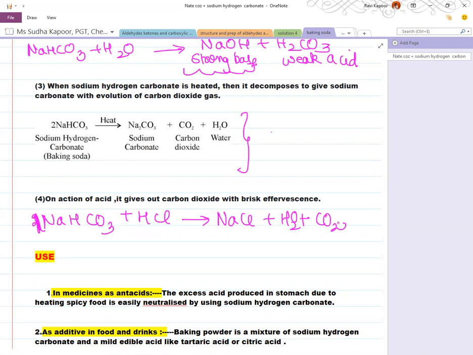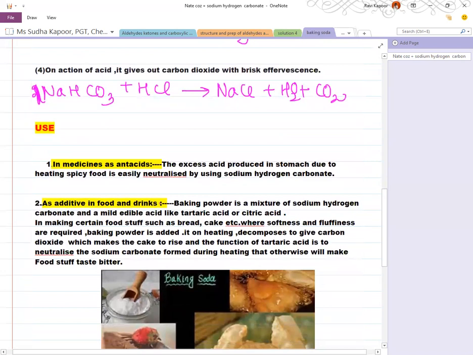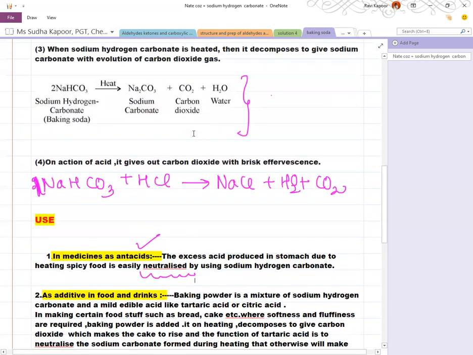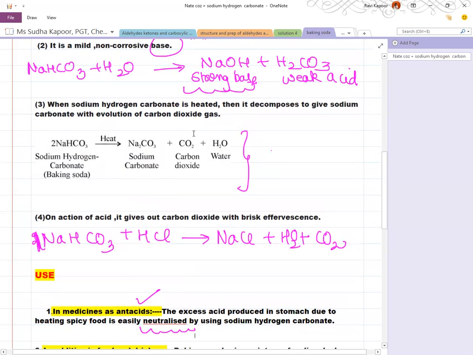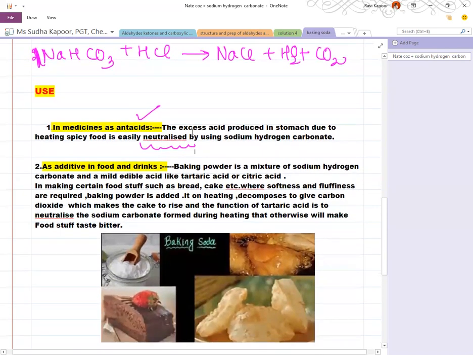Following this come the uses of baking soda. Baking soda plays a very important role as an antacid, that is, against acidity. When excess acid is produced in the stomach, when we eat hot, spicy foods, baking soda neutralizes this acidic effect, because, as we have studied, it is basic. So the excess acid produced in the stomach is neutralized by baking soda.